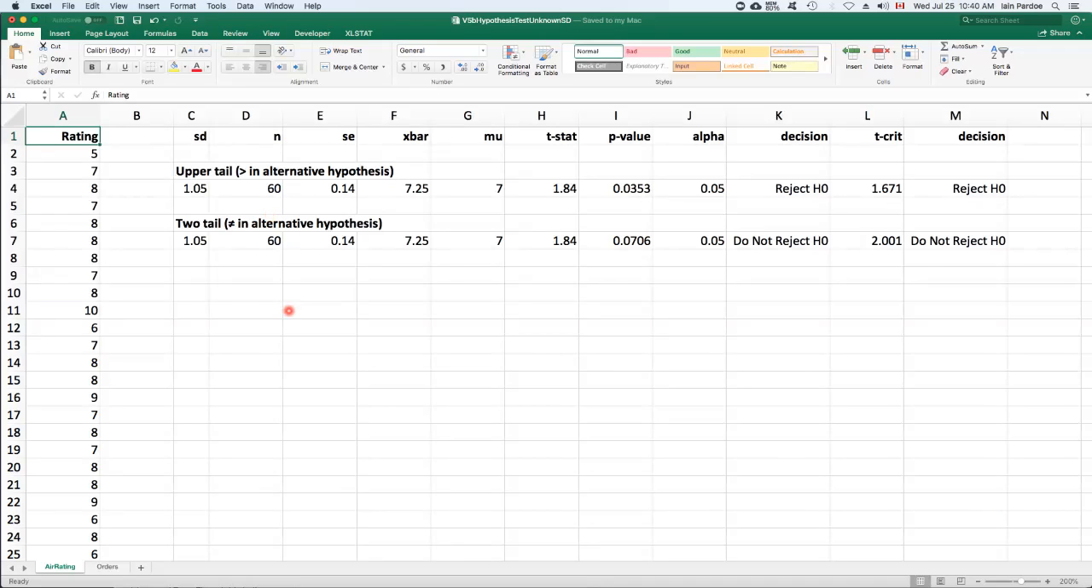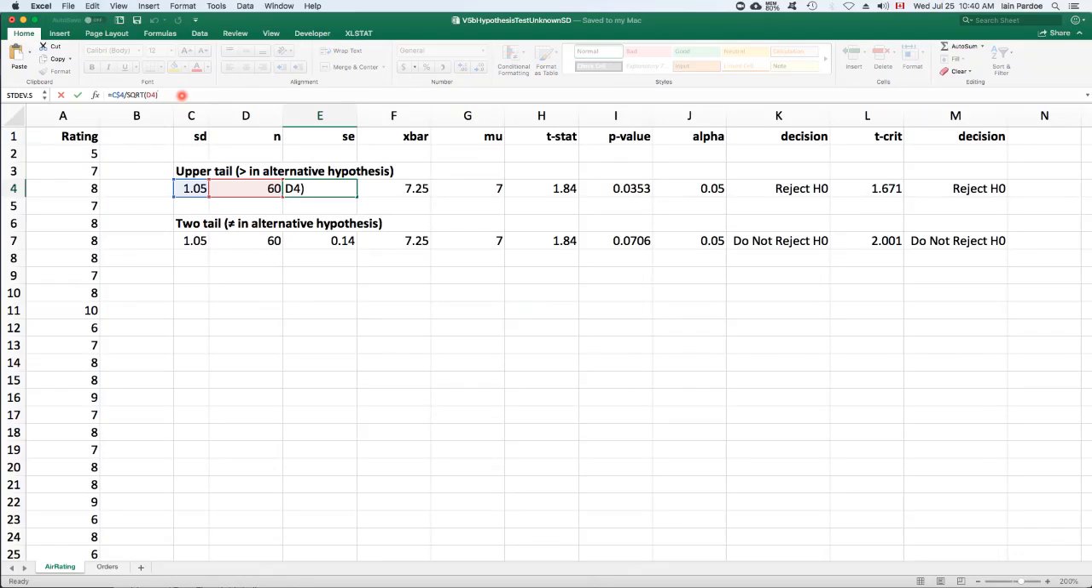In this video, I'll talk about hypothesis testing for the mean in the case where we're not assuming we know the population standard deviation. Instead, we'll estimate it with the sample standard deviation and use that in our test. So this example data set is ratings from an airport, and our sample standard deviation from the data comes to 1.05. We have a sample size of 60, and our standard error is 1.05 divided by the square root of 60.